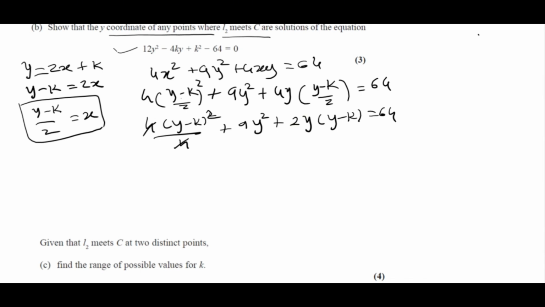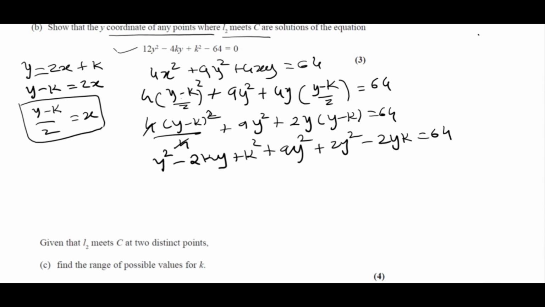Here also 4 and 4 get cancelled. So (y minus k) squared, so y squared minus 2ky plus k squared, plus 9y squared. This one is 2y squared minus 2yk is equal to 64. Now simplify it.